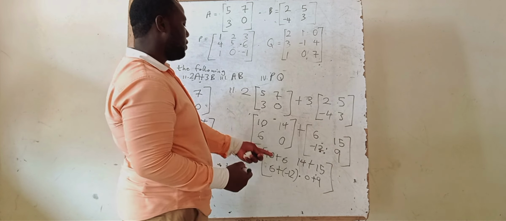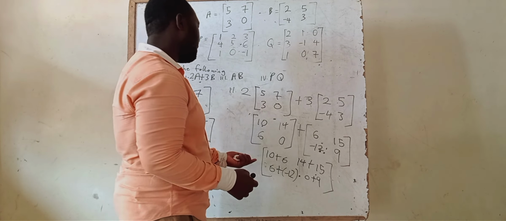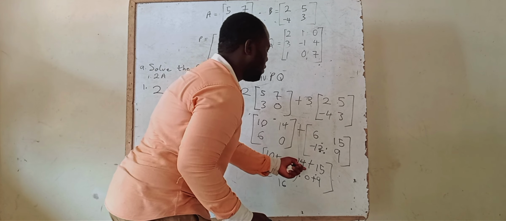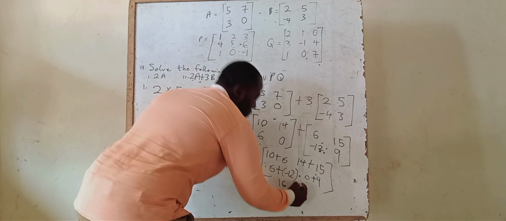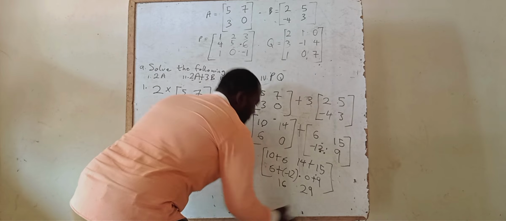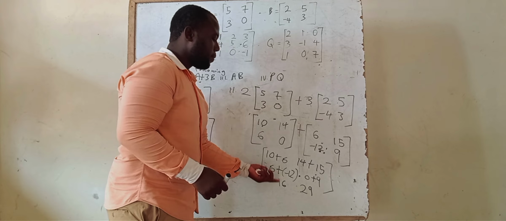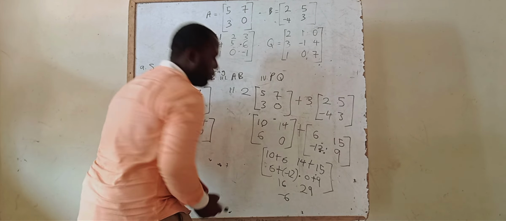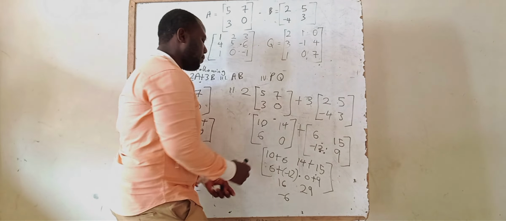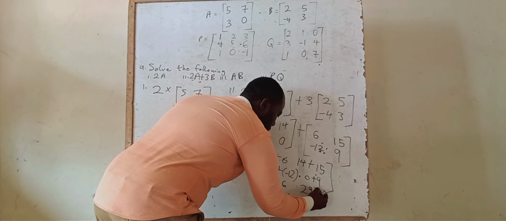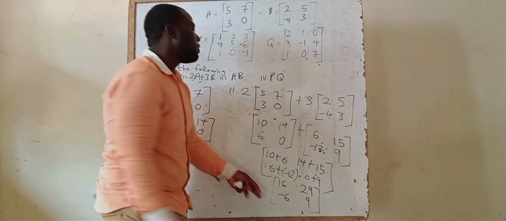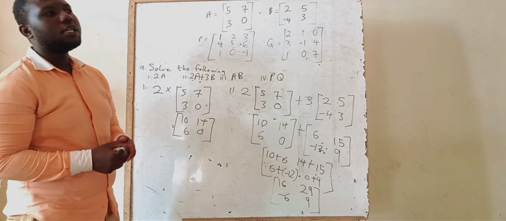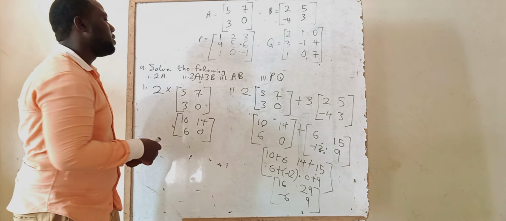Now we simplify. 10 plus 6 will be 16. 14 plus 15 will give us 29. 6 plus -12 will give us -6. 0 plus 9 will give us 9. So this is the result for II, and this is scalar multiplication. Let's move on to non-scalar multiplication.